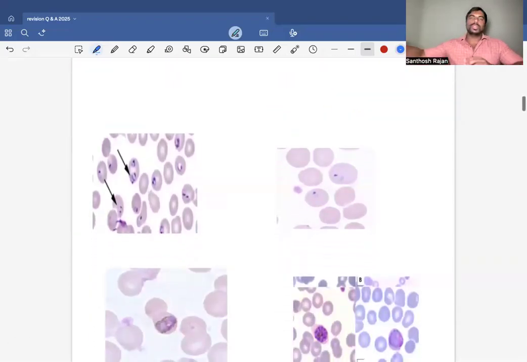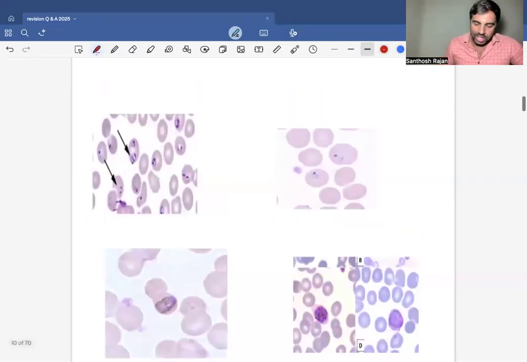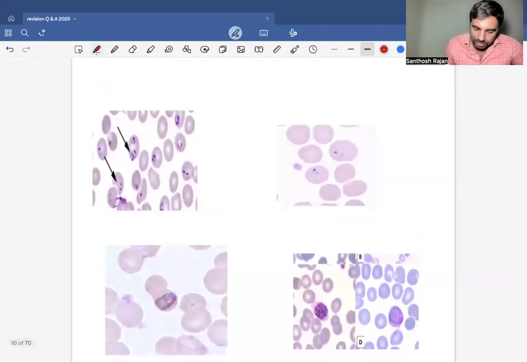So if you see the next picture, a few more pictures. Here you can see, I told you multiple rings, right? You're seeing multiple rings. This is again your Plasmodium falciparum.